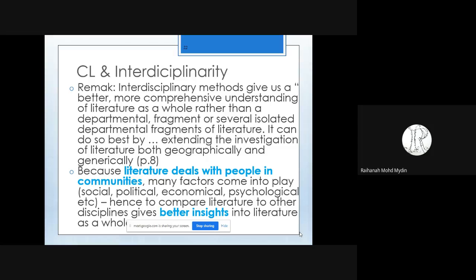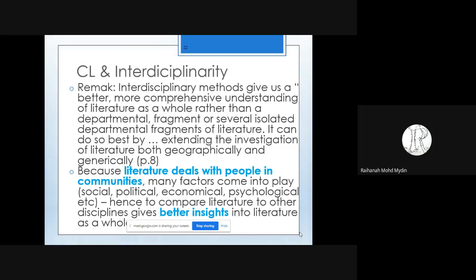Interdisciplinary methods give us, and I quote, a better, more comprehensive understanding of literature as a whole rather than several isolated departmental fragments of literature. It can do so best by extending the investigation of literature both geographically and generically, because literature deals with people in communities. Many factors come into play.